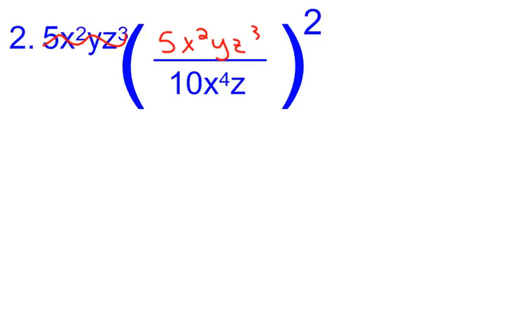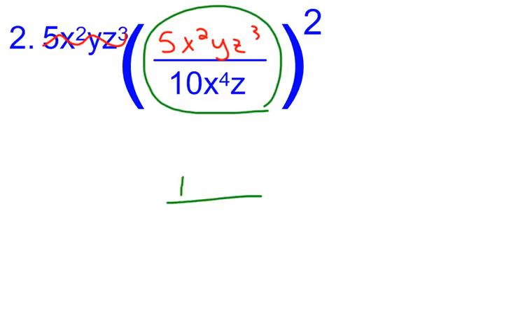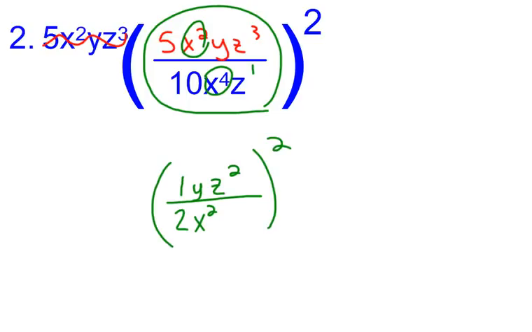Number 2, I can choose to either square everything first or simplify it. I like to follow my order of operations, so I'm going to choose to simplify what's in the parentheses first. So I would reduce that 5/10 to 1/2. I look at the x's, bigger x, top or bottom? Bottom. So 4 minus 2 is 2. I look at the y's, and there's just a y on top, so I'm going to put a y on top. And then when I look at the z's, I say bigger z, top or bottom? That would be top. 3 minus 1 is 2. So there is my simplified fraction inside the parentheses.